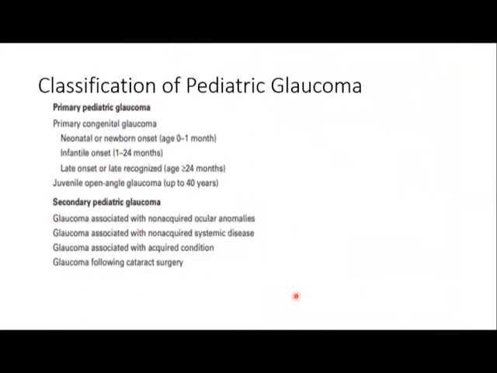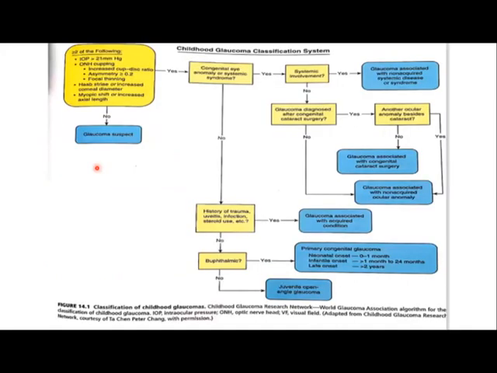And this box, primary pediatric glaucomas. There are primary pediatric glaucomas and secondary pediatric glaucomas. Primary pediatric glaucomas include primary congenital glaucoma, neonatal or newborn onset, infantile onset, late onset or late recognized. Next, juvenile open angle glaucoma. Then secondary pediatric glaucomas are glaucoma associated with non-acquired ocular anomalies, glaucoma associated with non-acquired systemic diseases, glaucoma associated with acquired condition, then glaucoma following cataract surgery. These are the classifications based on this classification system.